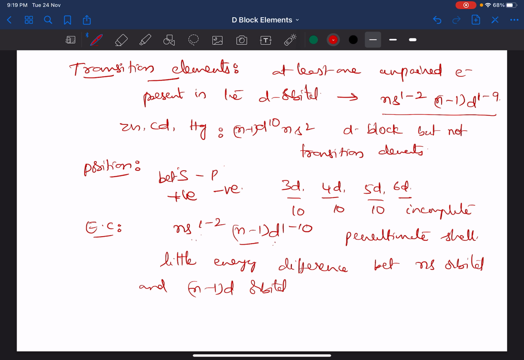Very easily, due to the very little energy difference between the ns and (n-1)d orbitals, it will give more stability to the d block elements. That means either by completely filled orbitals or by gaining half filled configurations.